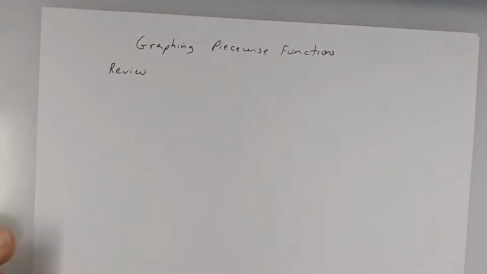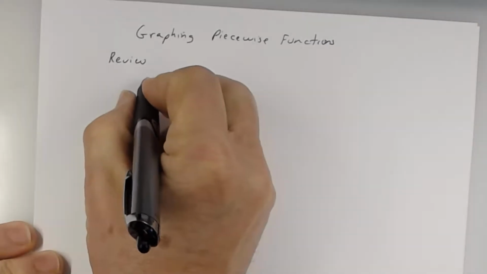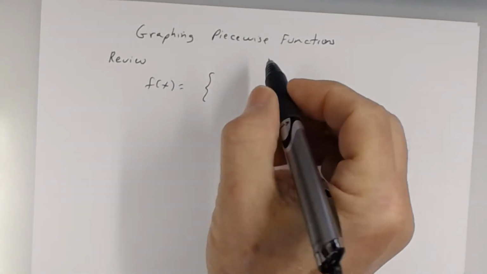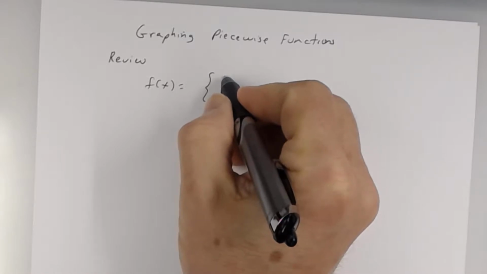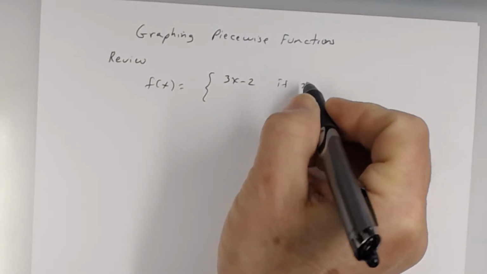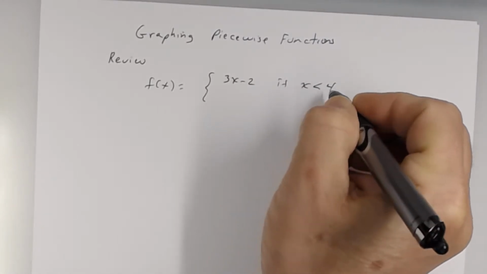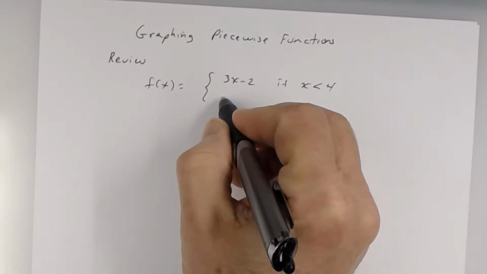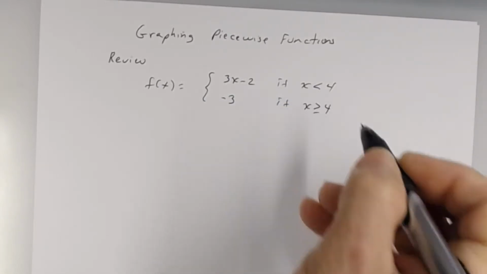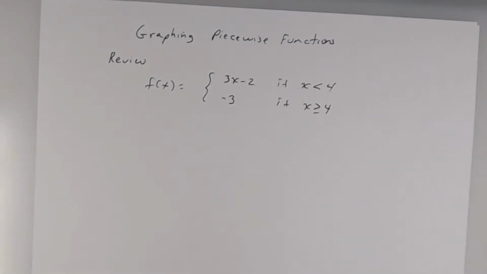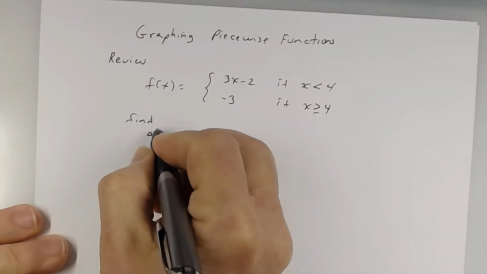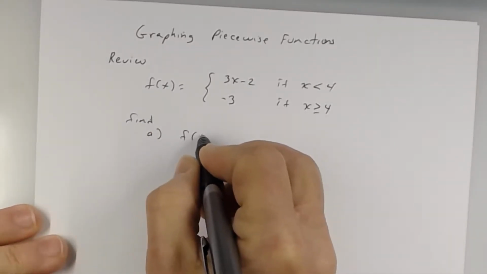Okay, so suppose I had this piecewise function, f of x equal, and let's say the first one is 3x minus 2 if x is less than, let's say, 4, and then negative 3 if x is greater than or equal to 4. And so suppose I want to find f of, let's say, 6.